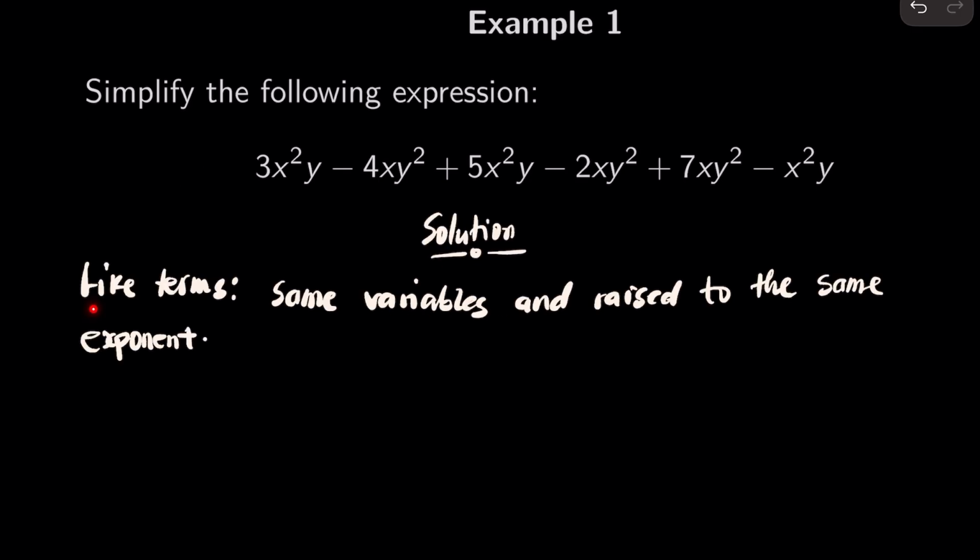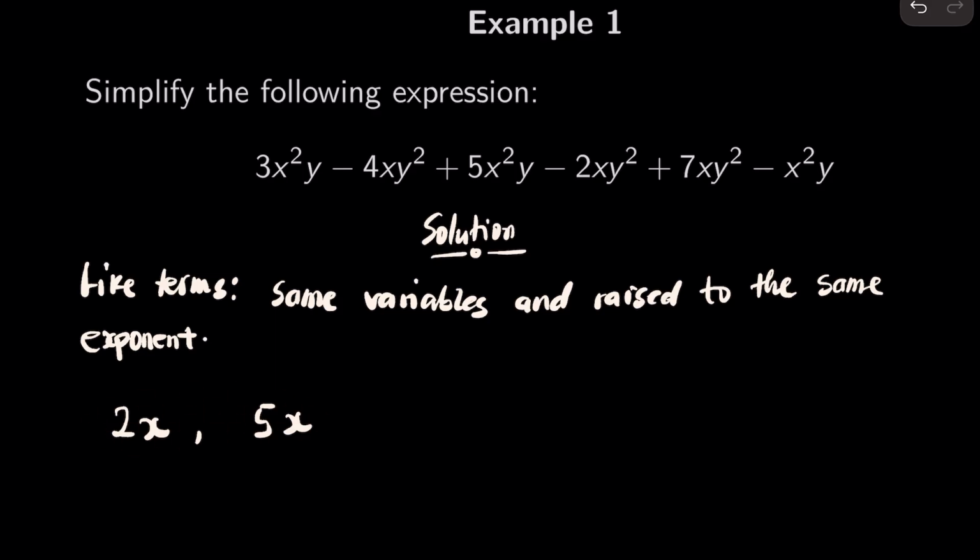In maths, like terms are terms that contain the same variables raised to the same exponents, right? So for example, suppose we have 2x and 5x. Here we have x and this is also x. And here x is raised to an exponent of 1 and here x is raised to an exponent of 1. And so these two terms are like terms, right?